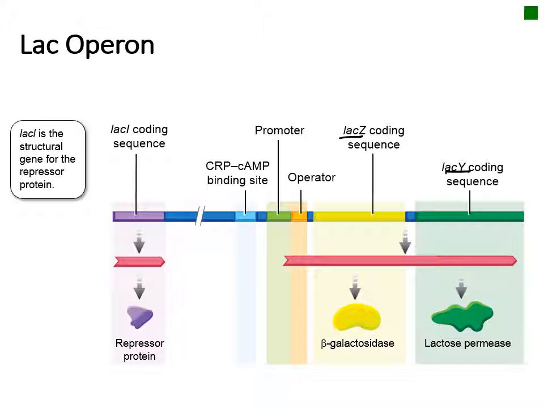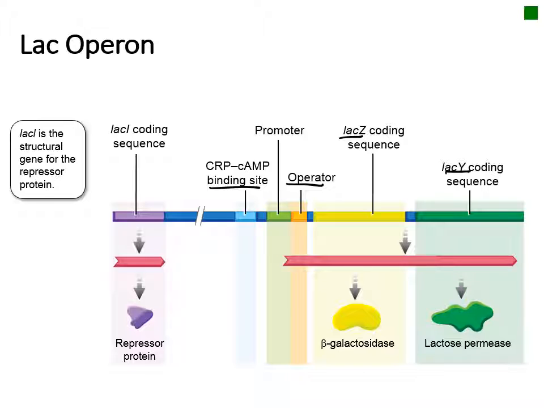The proteins encoded by these two genes are necessary for the cell to degrade lactose sugar for energy. LAC-Z encodes beta-galactosidase, which breaks the disaccharide lactose into two monosaccharides, while the LAC-Y encodes lactose permease, which is a transporter protein that allows lactose to enter the cell in high amounts. You will notice this operon has an operator sequence for binding of a repressor protein and a CRP cyclic AMP binding site for the binding of an activator protein.